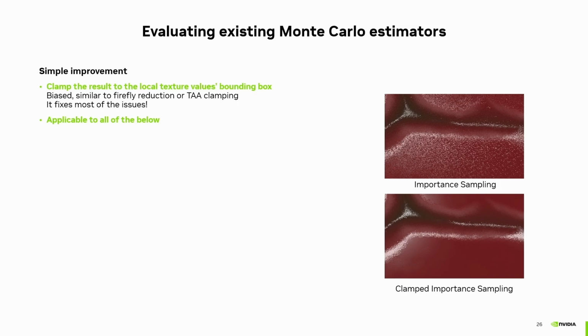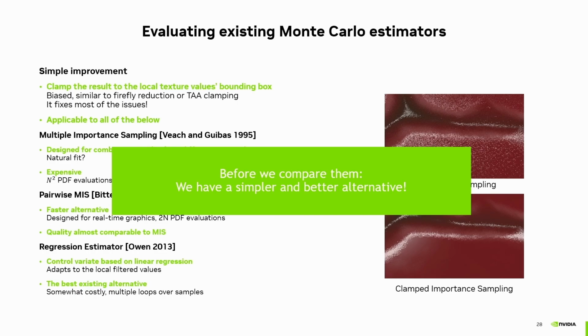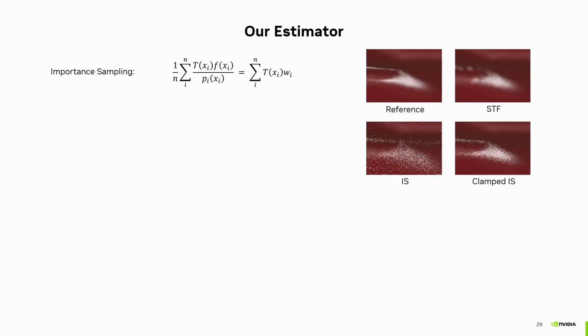We also evaluated other state-of-the-art Monte Carlo estimators. I will refer you to the paper for details. I'll just mention that we evaluated multiple importance sampling, a cheaper alternative of pairwise multiple importance sampling, as well as Owen's regression estimator that's based on control variates fit to the linear regression. But before we compare all those techniques, we actually have a much simpler and much better alternative than all of those, without hacks.